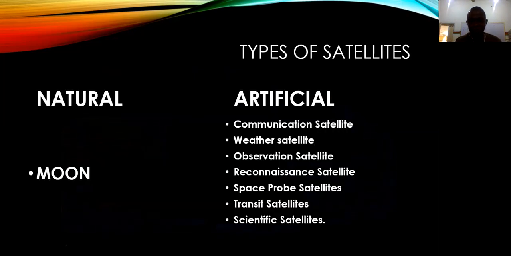Now let's go to types of satellite. We said earlier we have two types: the natural and then the artificial. The natural one is the moon God made. Then other ones that are artificial, as many as you can see in that video, may include some of these functions. Some of them are for communication.